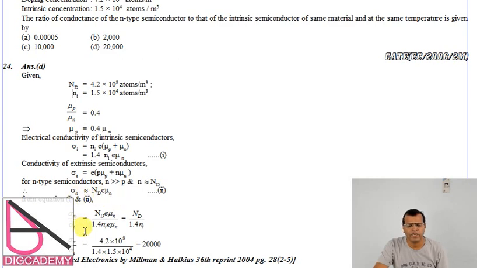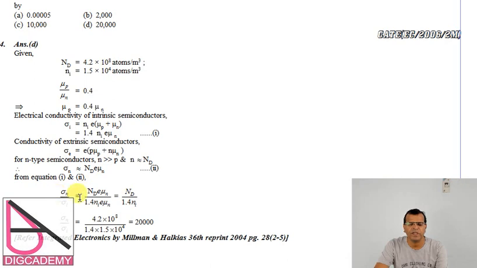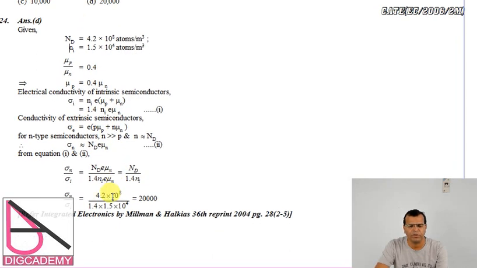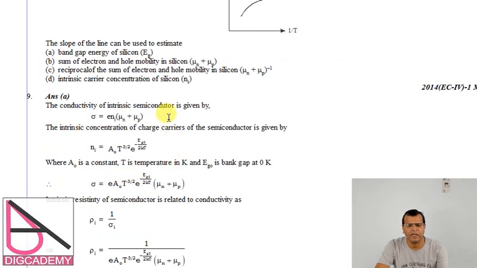So we get the ratio of extrinsic to intrinsic semiconductor conductivity as this. We divide this by this relationship, and that comes out to be this much. And this is your reference. Now let us see the next question.